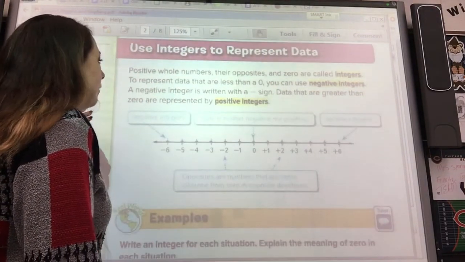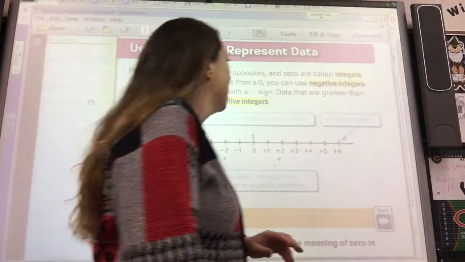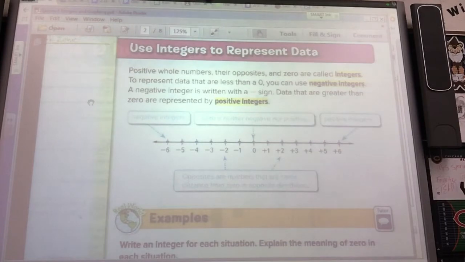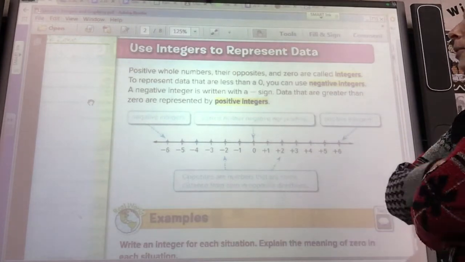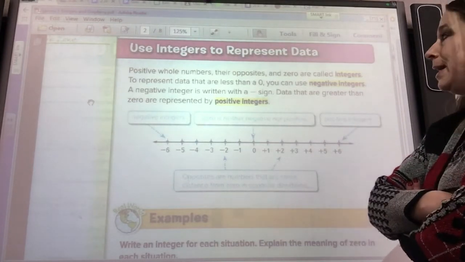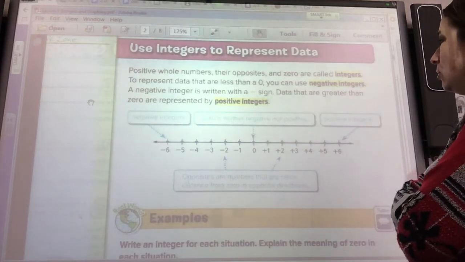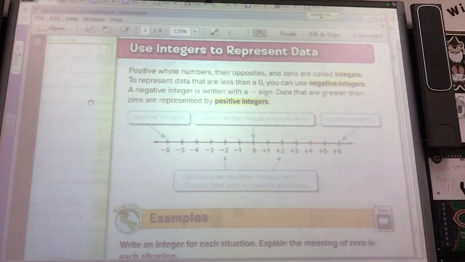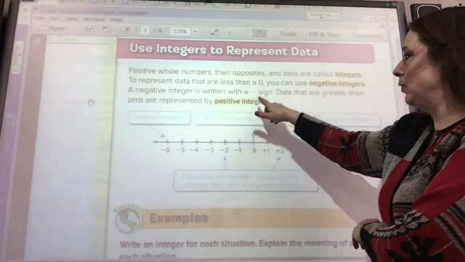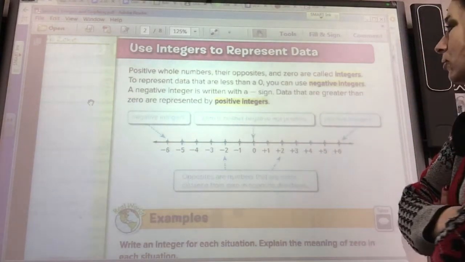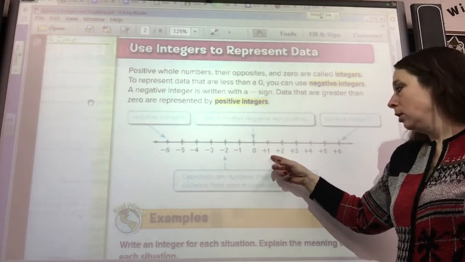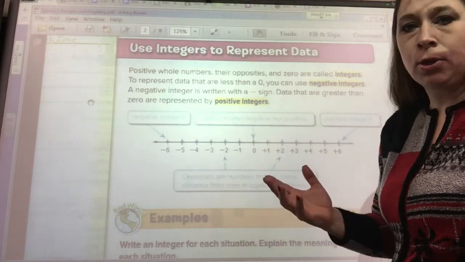We have positive numbers and their opposites, and 0 are integers. These are all integers, basically numbers. Positive, negative numbers, 0. To represent data that's less than a 0, you can use negative integers. A negative integer is written with this beautiful negative sign. Data that's greater than 0 is represented by positive integers. And you can either write that as a plus or just write the number.